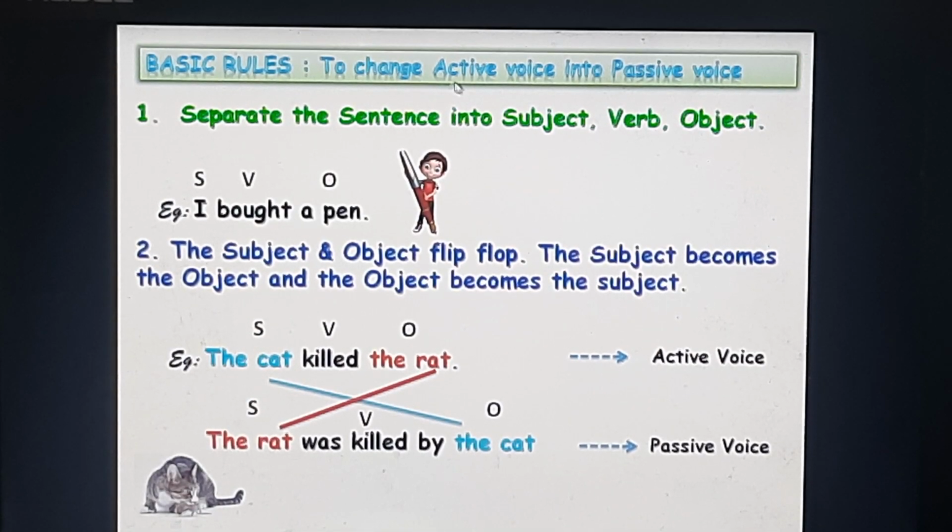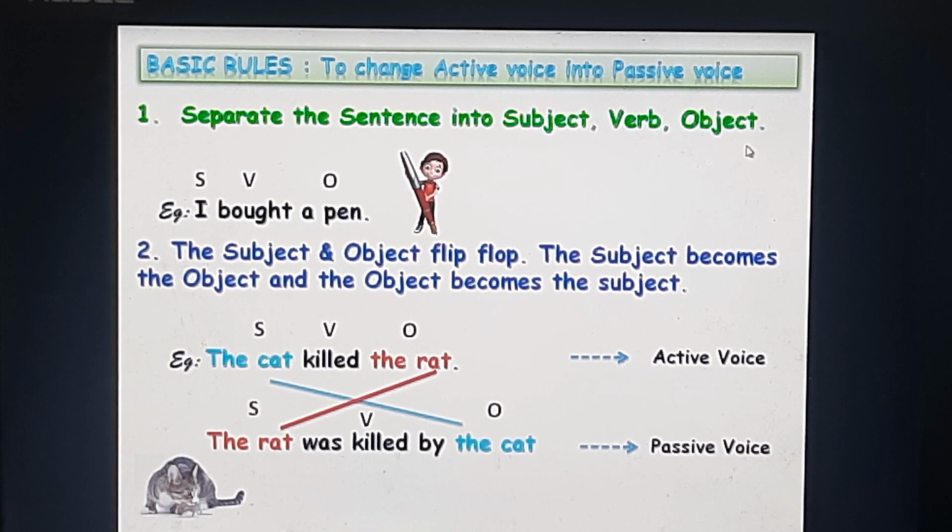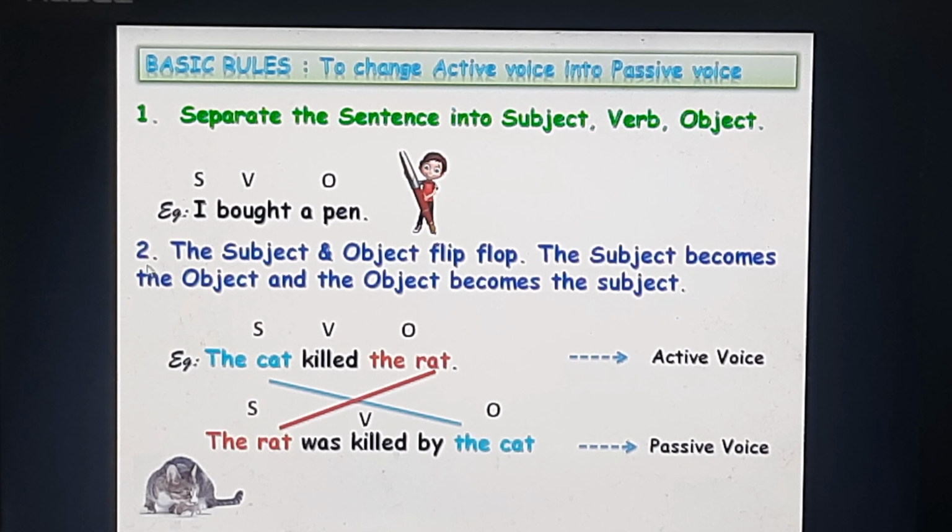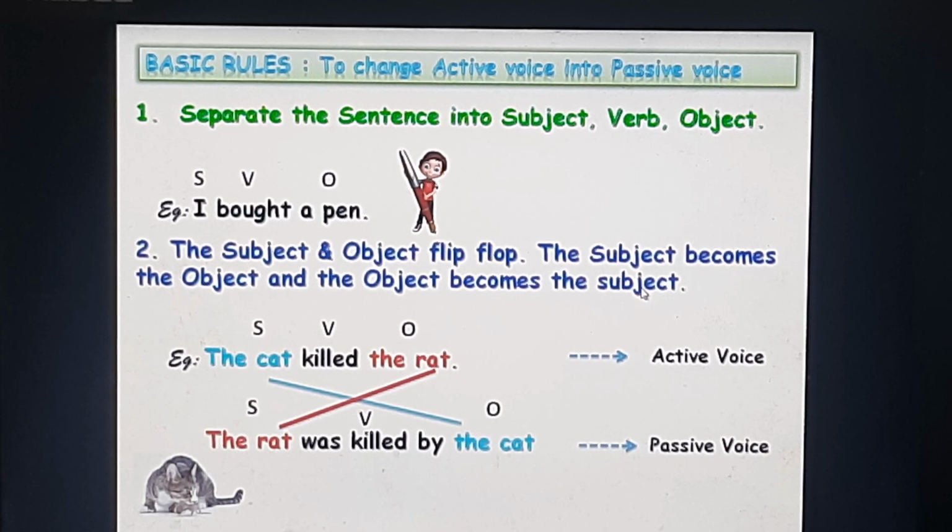Basic rules. To change active voice into passive voice, first, separate the sentence into subject, verb, object. Example, I bought a pen. I is subject, bought is verb, bought what? A pen is object. Point 2, the subject and object flip-flop. The subject becomes the object and the object becomes the subject.